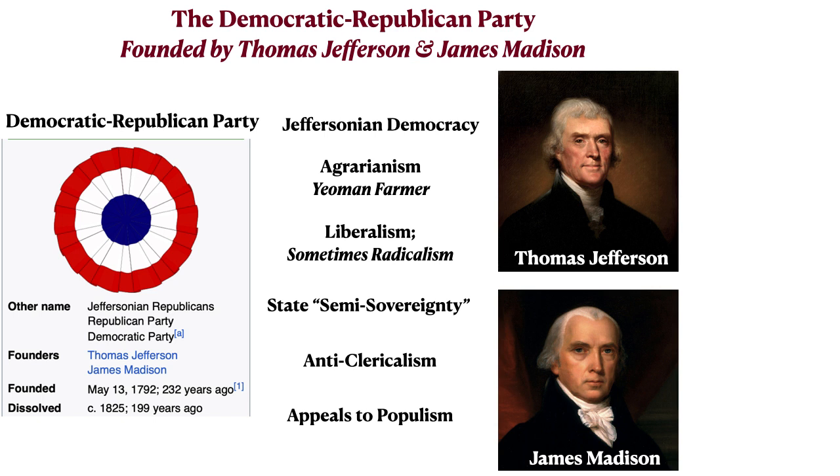They wanted a weaker federal government than did the Federalists. They wanted more sort of semi-sovereignty for the states. They agreed that ultimately the federal government should be the seat of sovereignty, but each state should have a tremendous amount of autonomy. They tended to be anti-clerical.